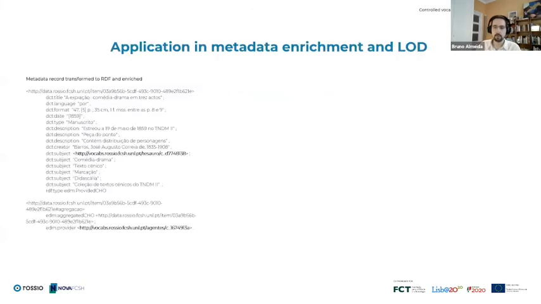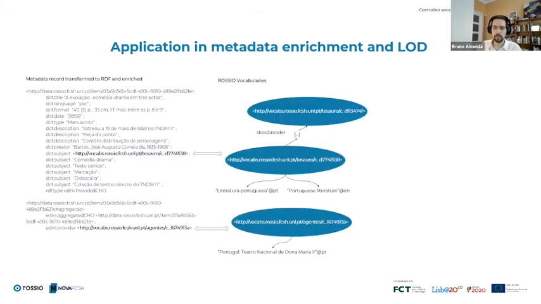So as I mentioned before, and just to finish my presentation, the vocabularies will play a role in the enrichment of the aggregated metadata. Here we see an example provided by one of our partner institutions, the National Theatre Dona Maria II. The record that you see here on the left has already been transformed to RDF based on the Europeana data model, or a specific profile of this model. And it shows already links to concepts from the ROSSIO vocabularies. We should note that this enrichment process is still in its early stages. In this example, we see the identifier for the provider, in this case, the National Theatre Dona Maria II, and also for the concept of Portuguese literature.